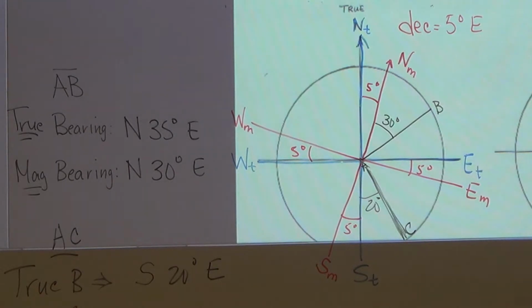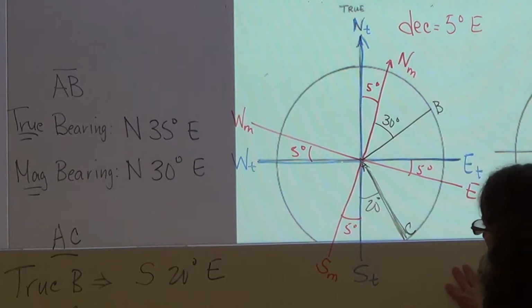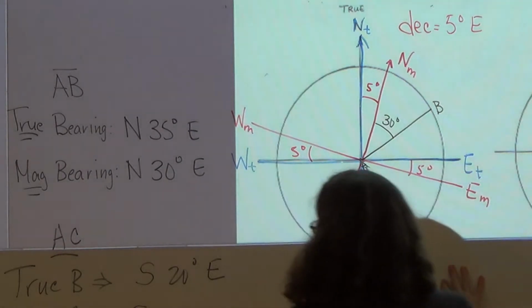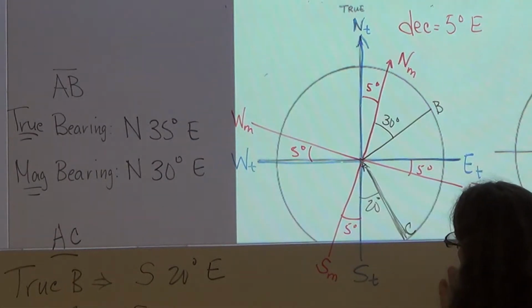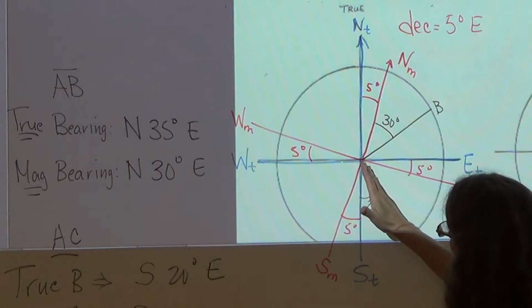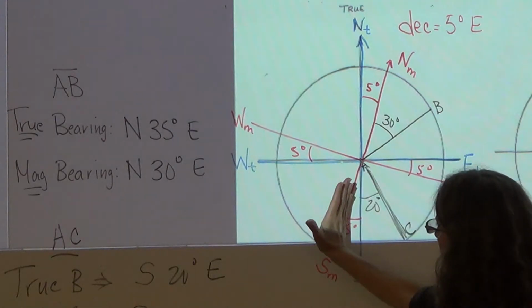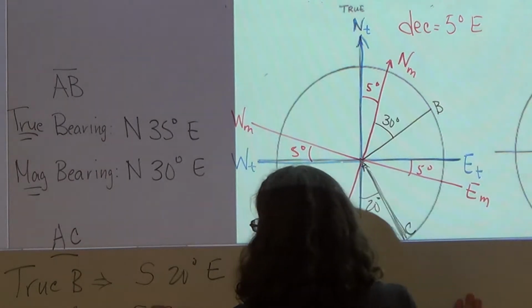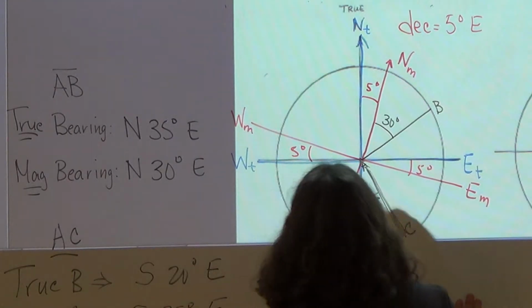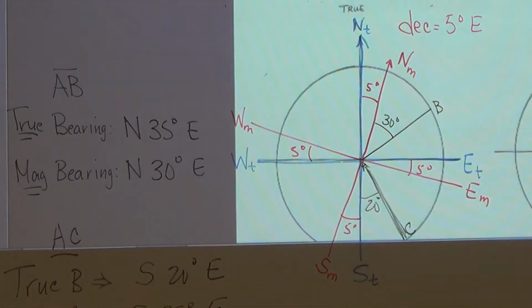Logan, how about the magnetic bearing? South 15 degrees east. Try again. Here's the line, and here's the magnetic south: 25 degrees east. 25. That makes sense.